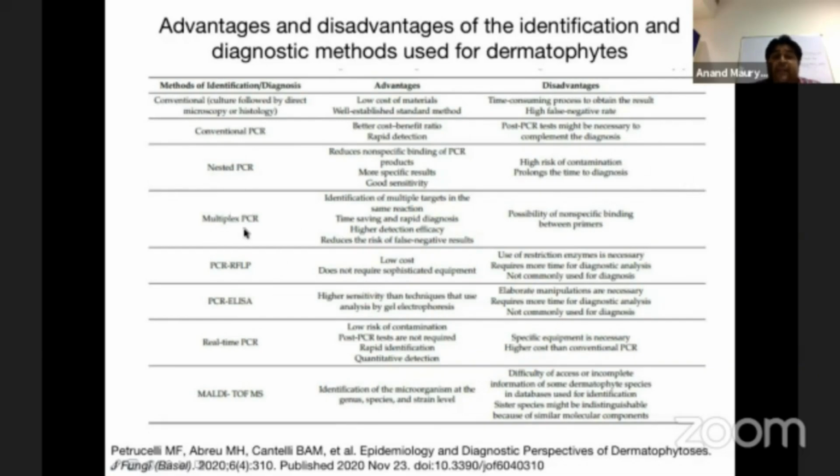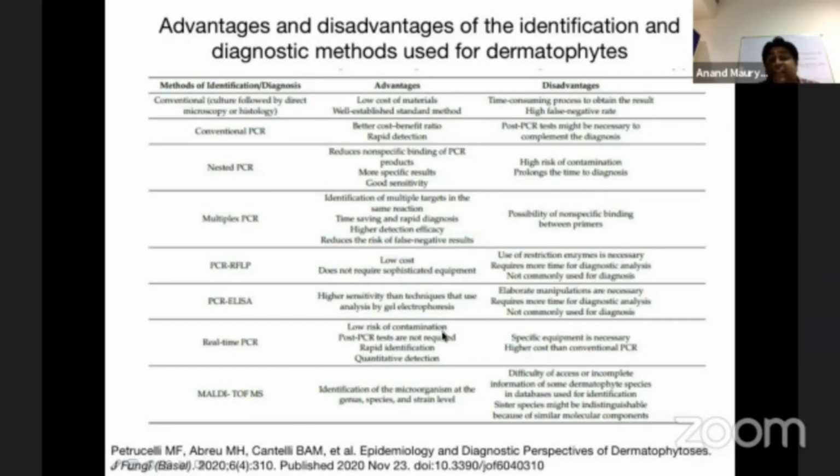In multiplex PCR, multiple targets can be used in the same reaction. It saves time and is also used as a rapid diagnostic, though sometimes there is a probability of non-specific binding between the primers. PCR-RFLP has a low cost and does not require sophisticated equipment, but the use of restriction enzymes requires more time for diagnostic analysis, and it is not commonly used for diagnosis, only for research purposes.